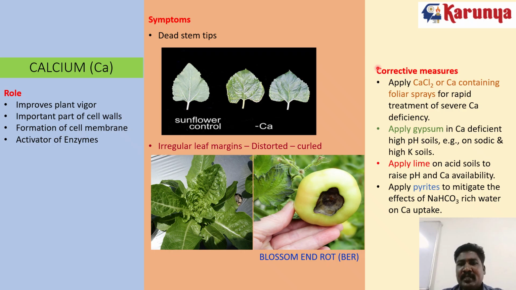And the corrective measures, calcium chloride or calcium containing foliar spray you can go, and you can apply gypsum based on the pH of soil. In alkaline soil, you can go for gypsum, and in acid soil, you can apply lime, as well as sometimes apply pyrites to mitigate the effect of sodium bicarbonate rich water on calcium uptake.